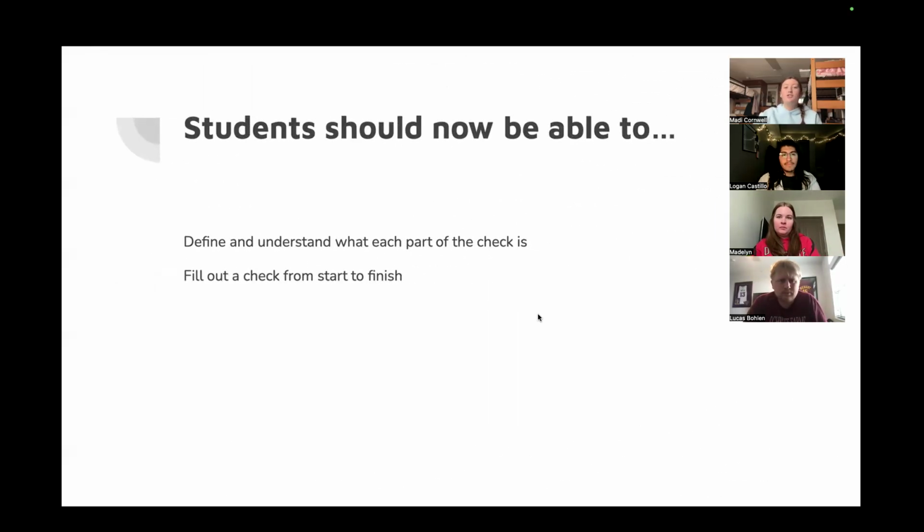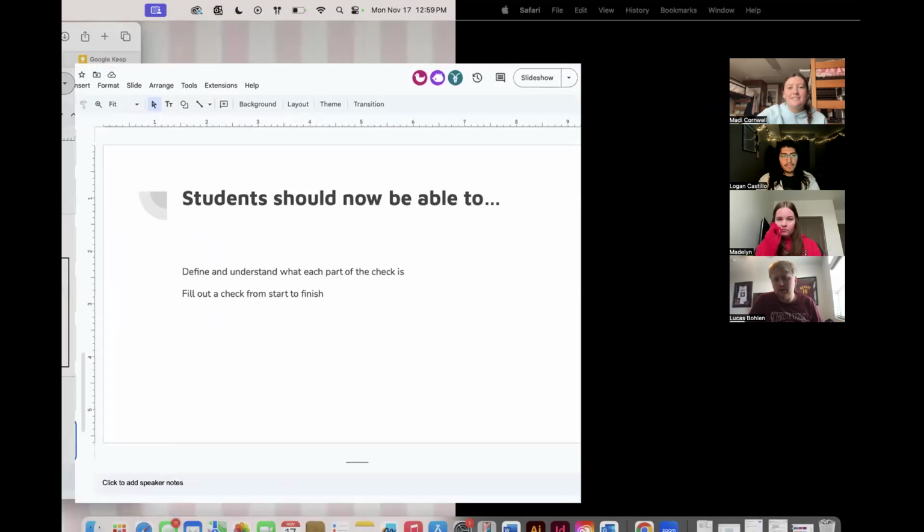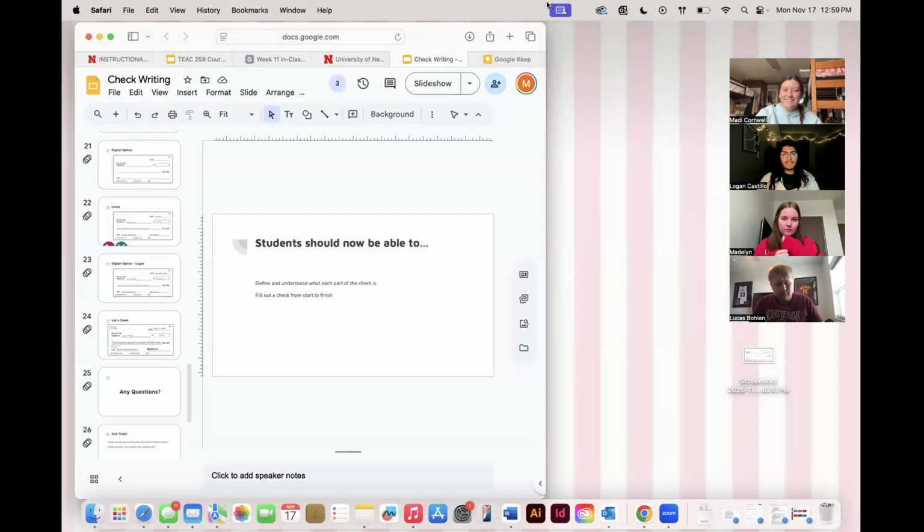So students should now be able to define and understand what each part of the check is and then fill out a check from start to finish. So that's the end of my lesson. Thanks, guys.